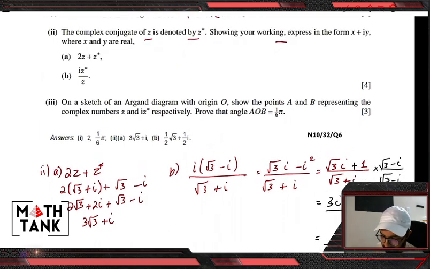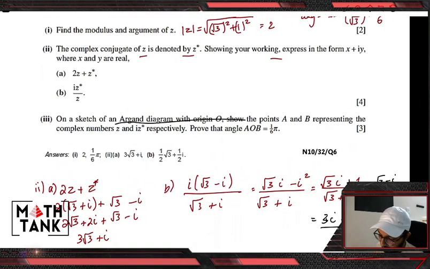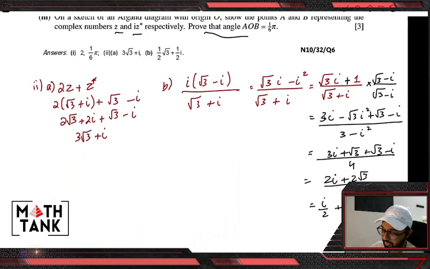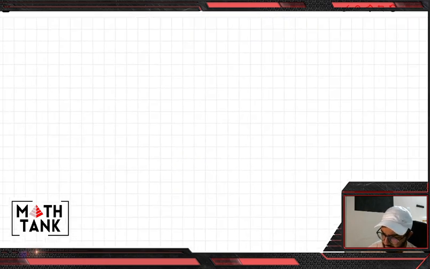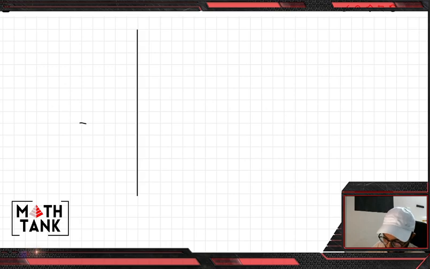That's the correct answer. Then it says, on a sketch of an Argand diagram, show the points A and B representing the complex numbers z and iz star, that was the one in the numerator that I messed up a little, respectively. Prove that the angle AOB is equal to pi over 6. Now this proving the angle often bothers a lot of people, so that's what my focus is on right now. So I'm going to quickly plot this and then see how I can calculate the angle.